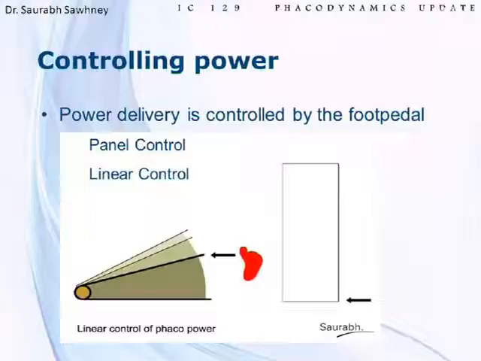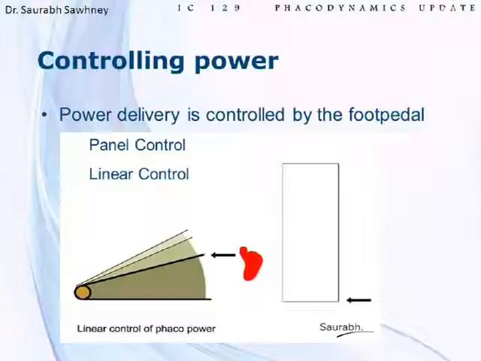The moment you enter position 3, you get the whole power that you have set. And the moment you lift your pedal off there, the power is zero. So it's all or none. And this led to a lot of wastage of energy, a lot of excess energy, and there was no finesse at all. So now the standard is to go for a linear control.